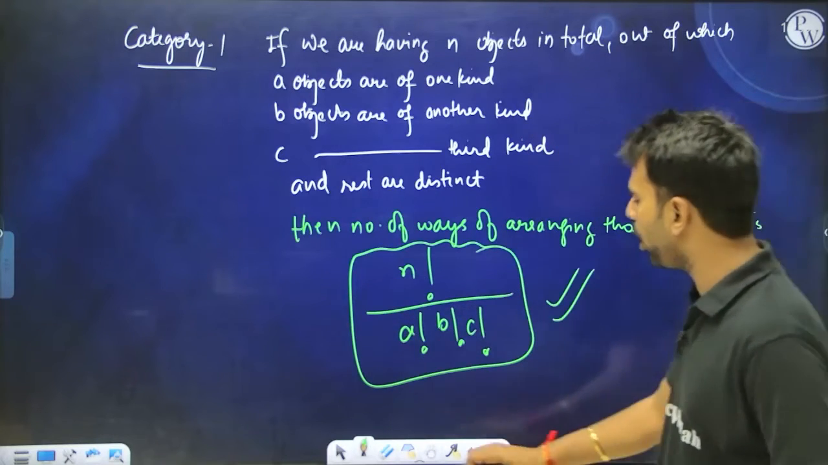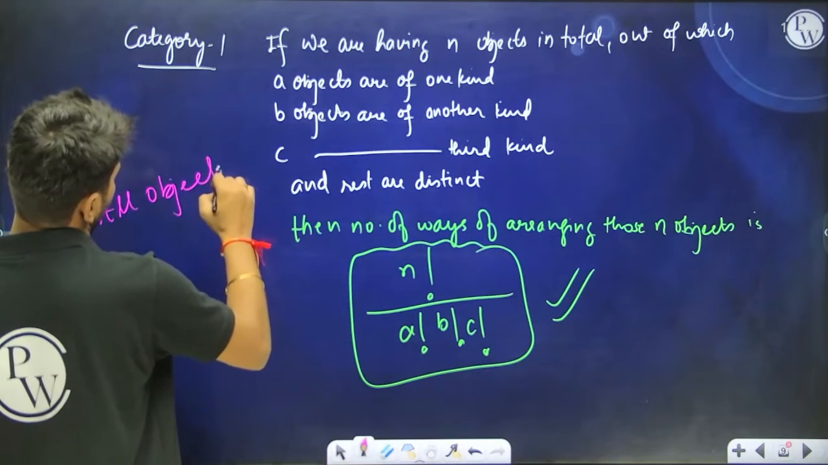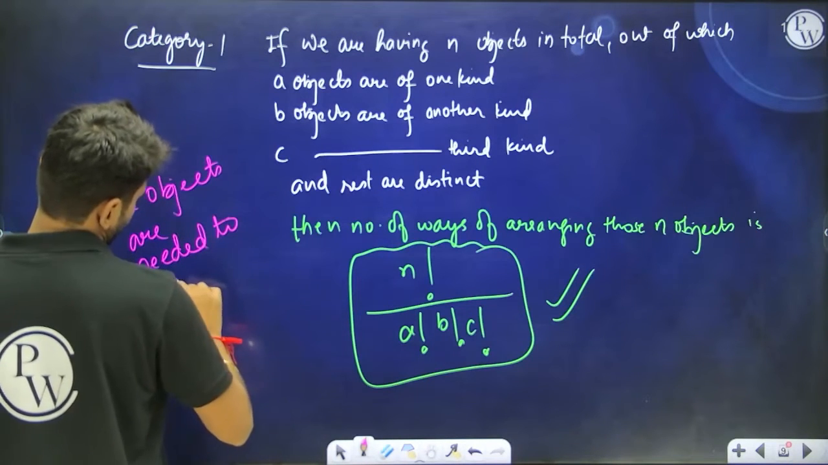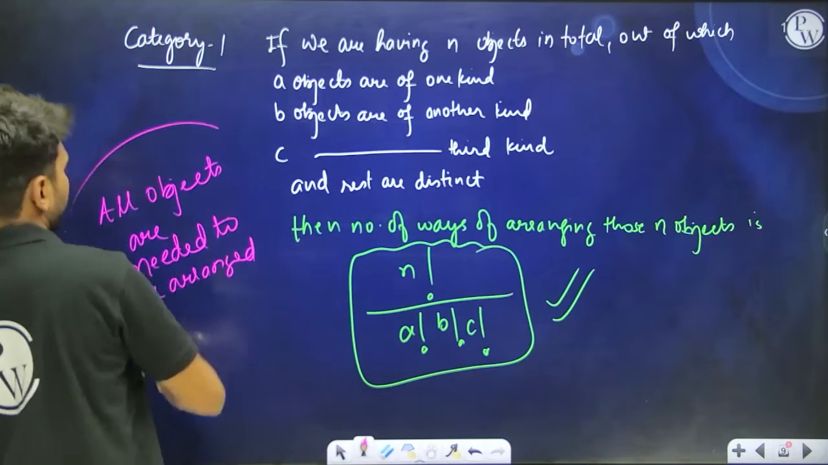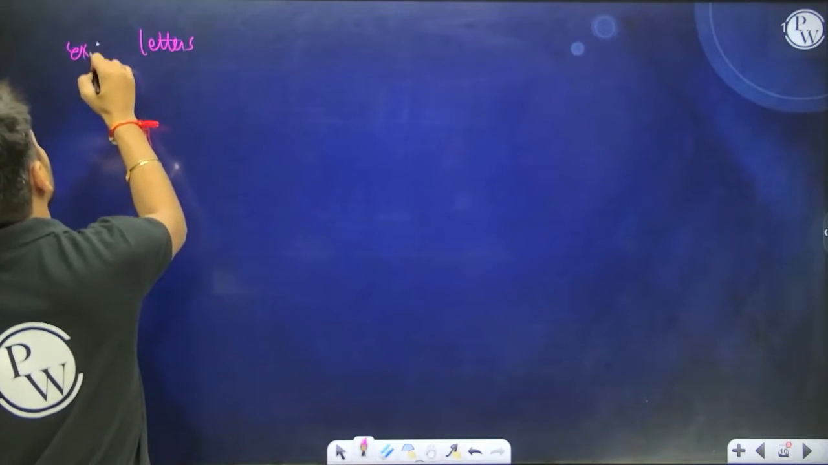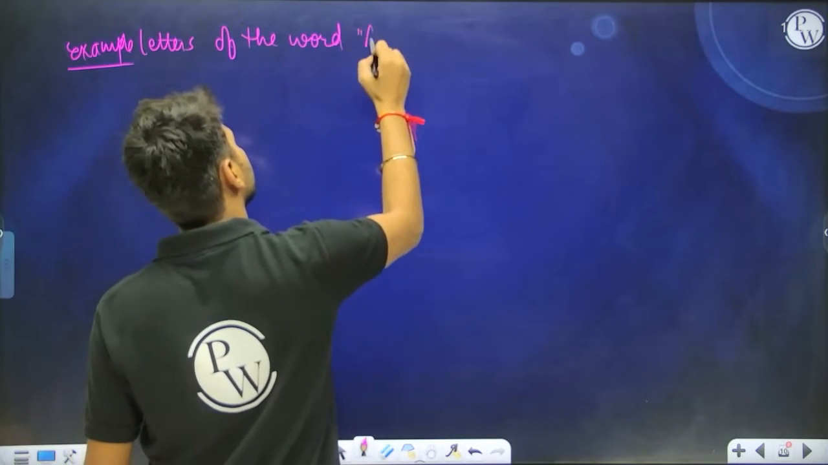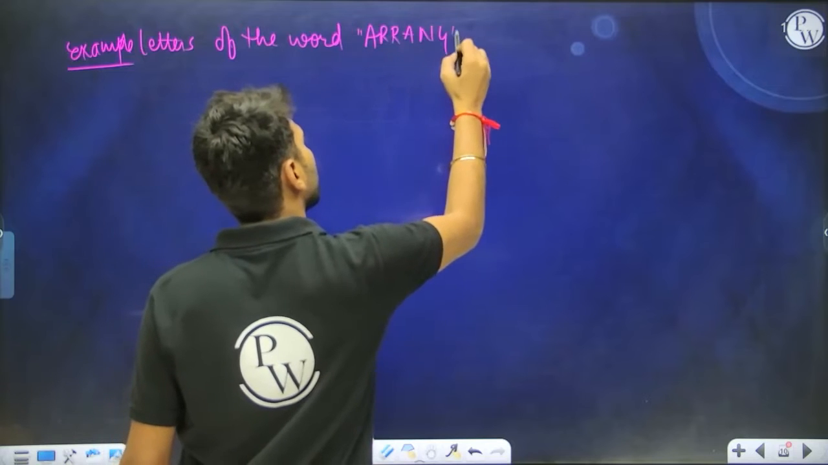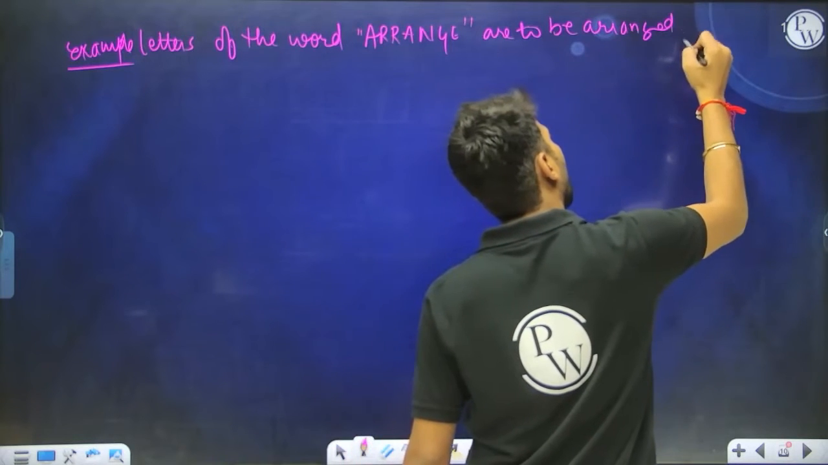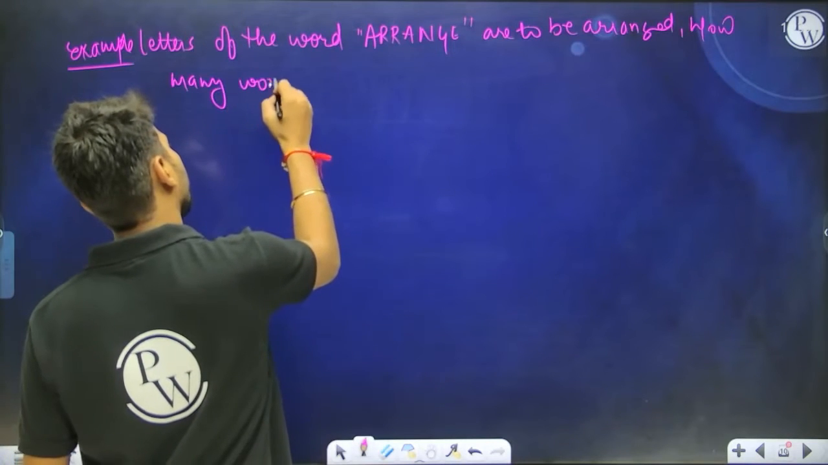Here the thing is, all objects are needed to be arranged. Okay, if let's say I give you a problem like this: letters of the word ARRANGE are to be arranged. How many words will be formed?